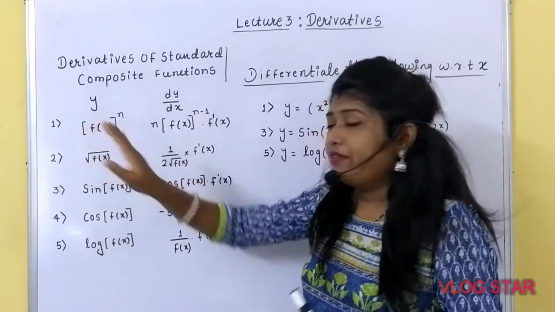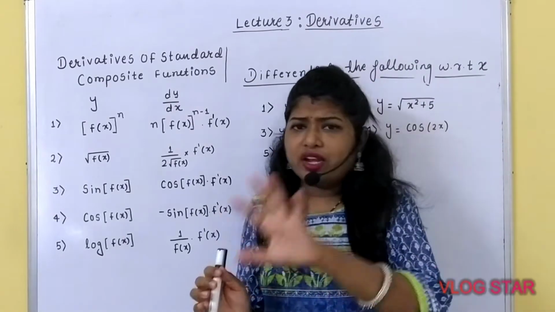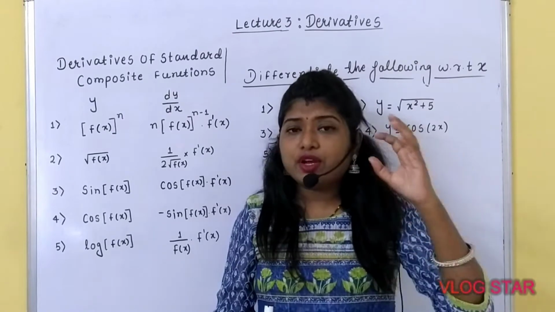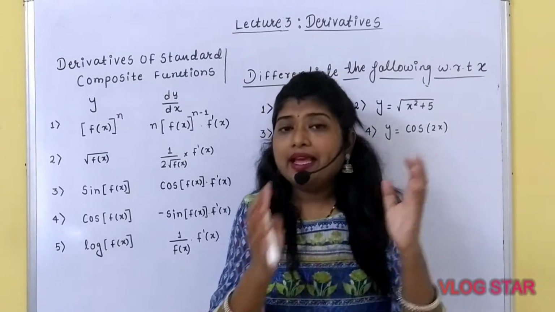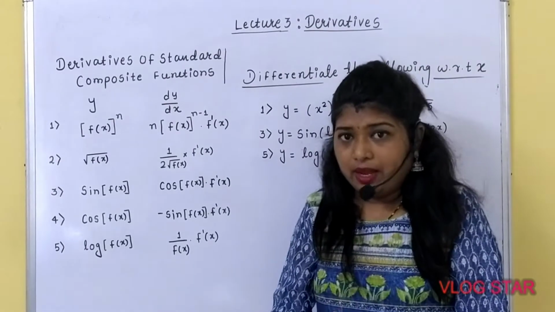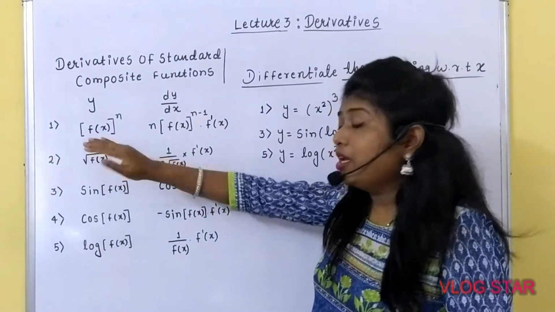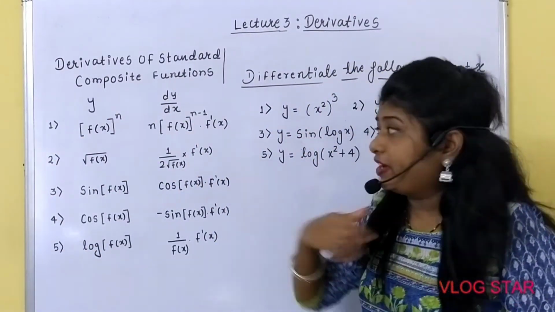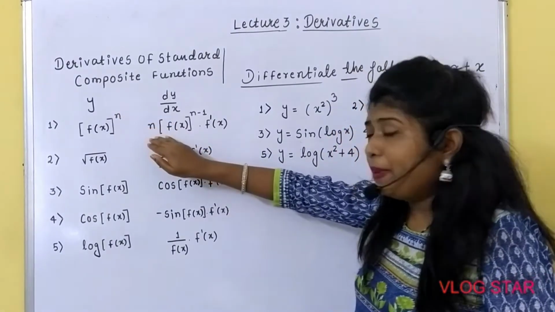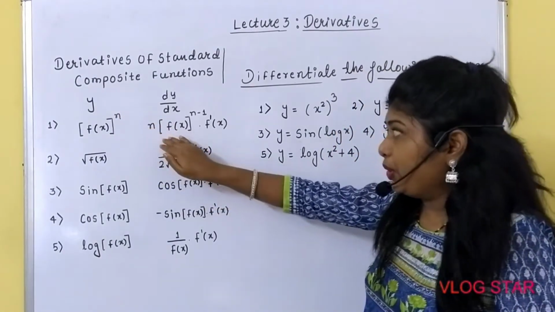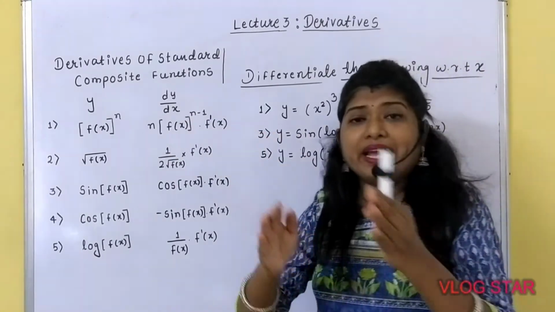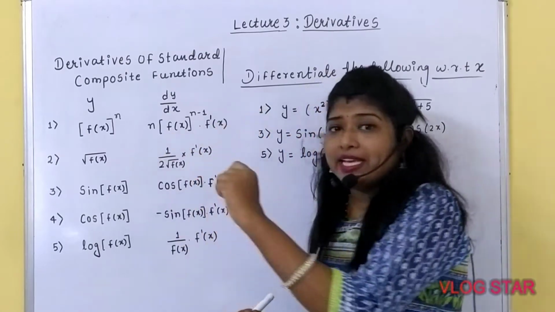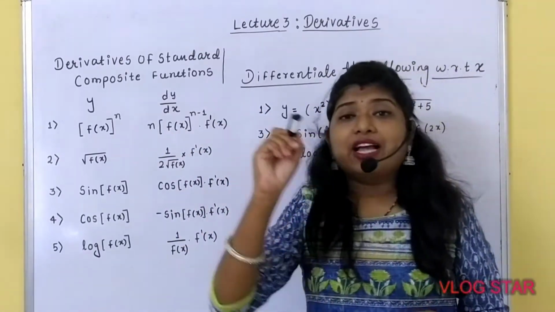If y is given as f of x raised to n. Already we have studied x raised to n. The derivative of x raised to n is given by n into x raised to n minus 1. But if it is a composite function, how are you going to find the derivative if it is f of x raised to n? Simply write n into f of x raised to n minus 1, and then again take the derivative of f of x, which is given by f dash of x.